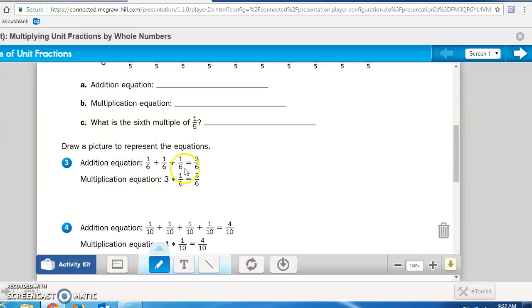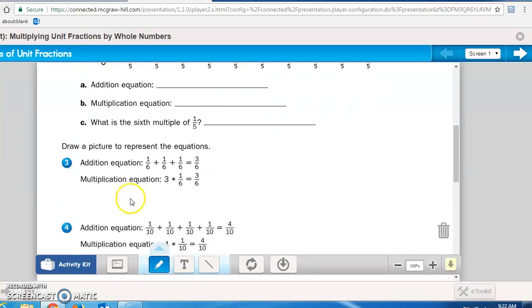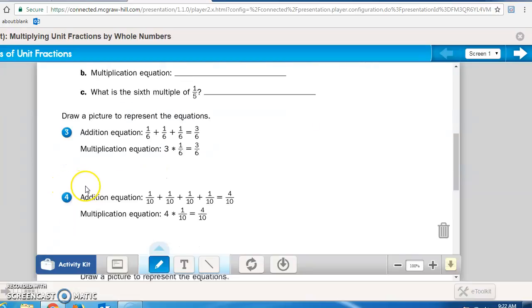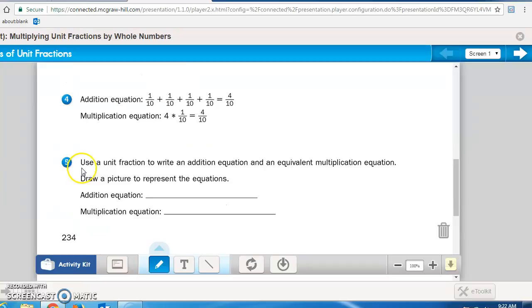Addition equation, 1/6 plus 1/6 plus 1/6. You could do something similar like they did here with 1/5, 1/5, 1/5. Then you can write a multiplication equation, drawing 1/6 of something 3 times. Again, for number 4, you're doing the same thing. For 5, it says use a unit fraction to write an addition equation and an equivalent multiplication equation. Draw the picture to represent that equation. Stop the recording now. Please do this page and go check it at the answer key.